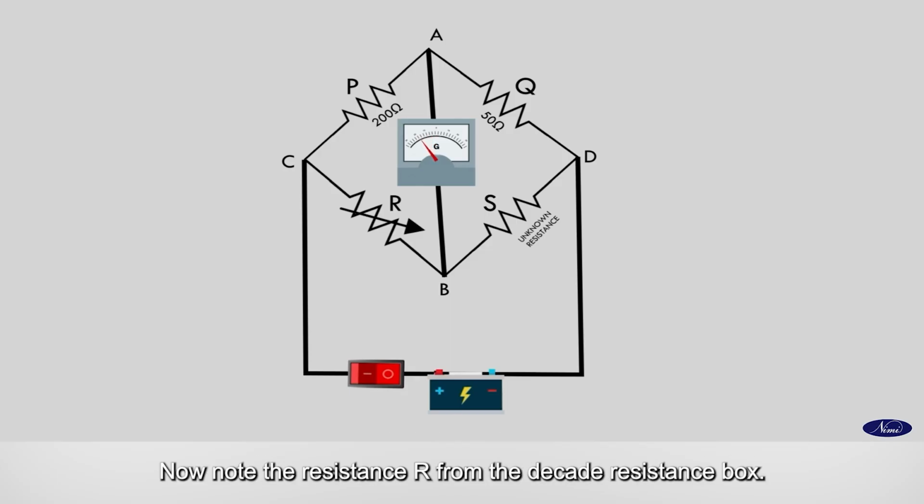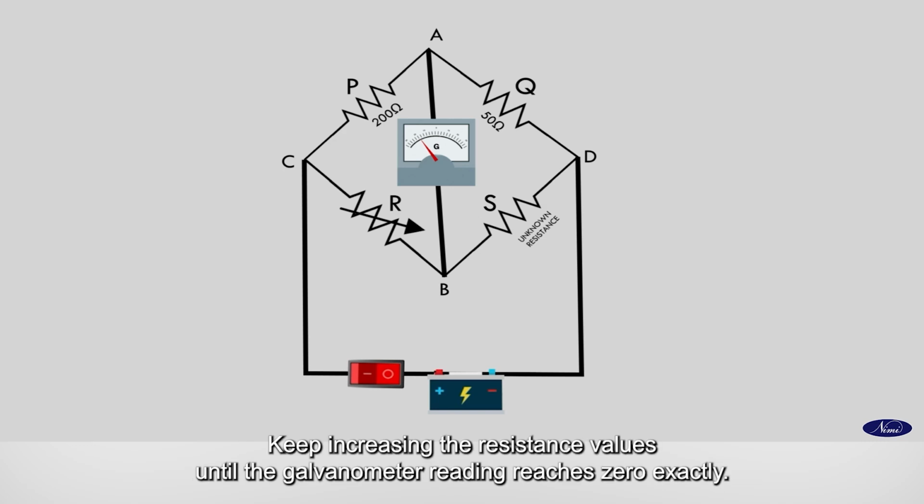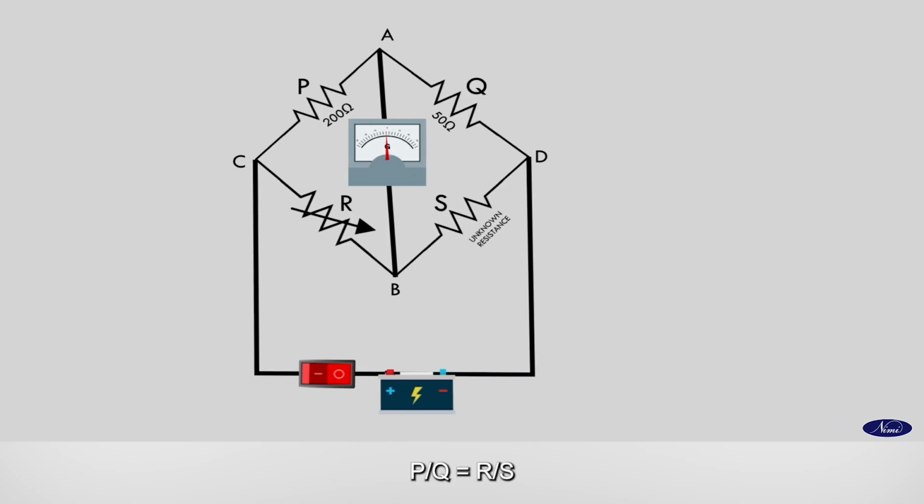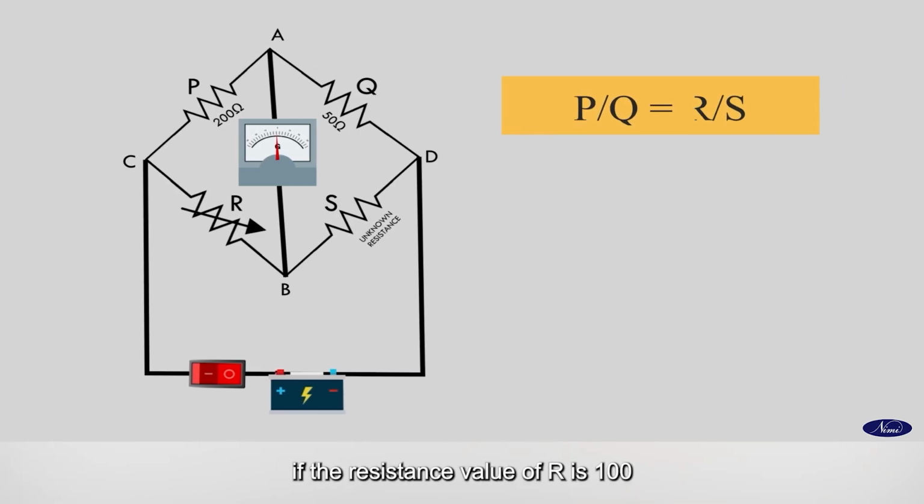Now note the resistance R from the decade resistance box. Keep increasing the resistance values until the galvanometer reading reaches zero exactly. Take note of the resistance value of variable resistor R and enter it into the ratio. P upon Q is equal to R upon S.